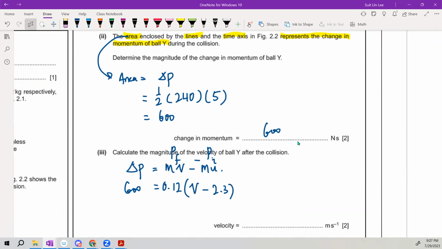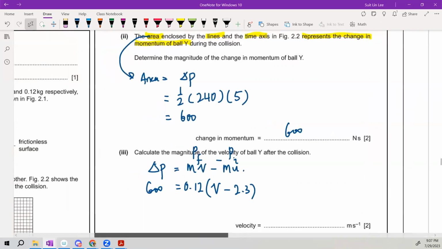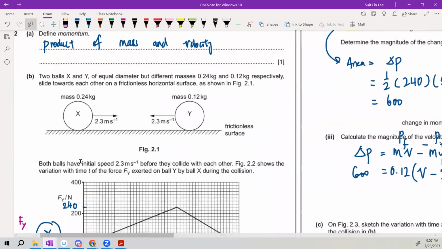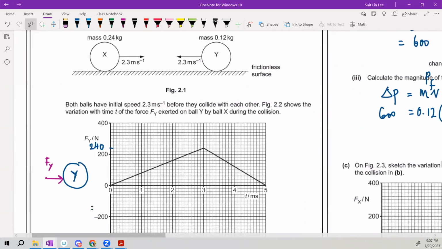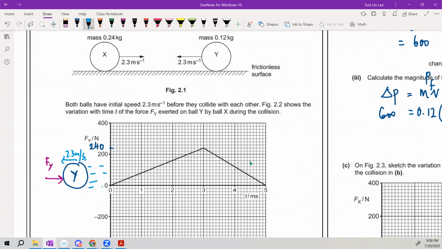Now, before I simply substitute, I have to ask myself, do I expect ball Y to slow down or speed up? Because at the end of the day, this ball Y is going to travel at a speed of 2.3 meter per second. So I actually expect it to slow down because the force is acting in the opposite direction. It may even change direction, I don't know, but it should slow down, okay? Or basically, it cannot be faster than 2.3. It can change direction, sure, but it cannot be faster than 2.3.